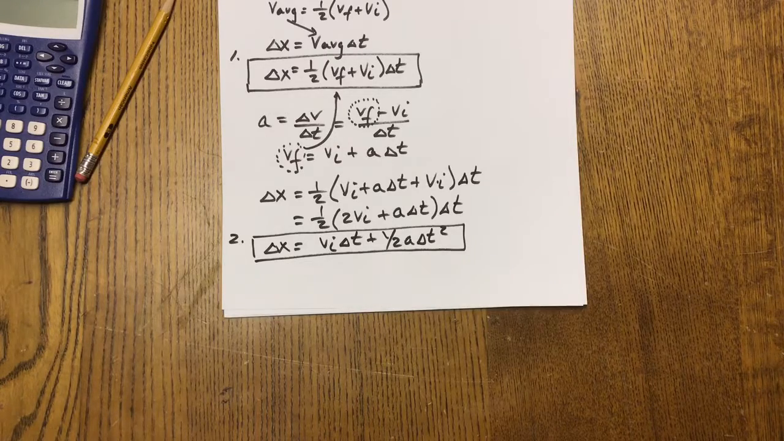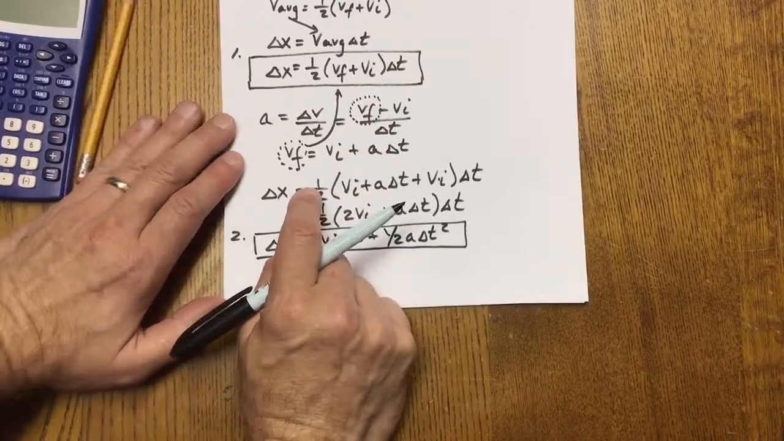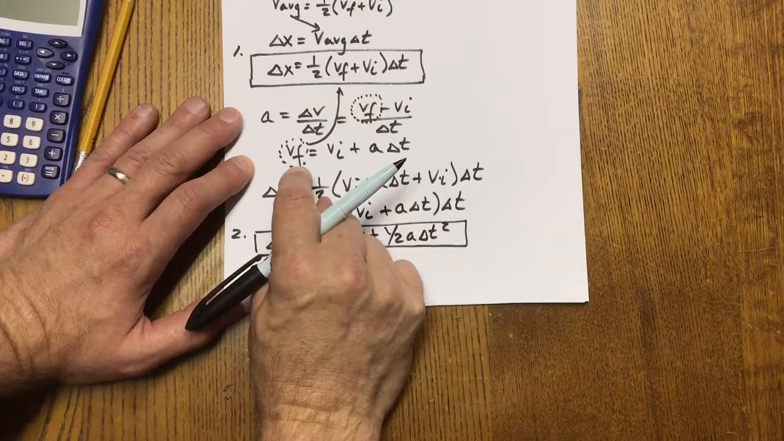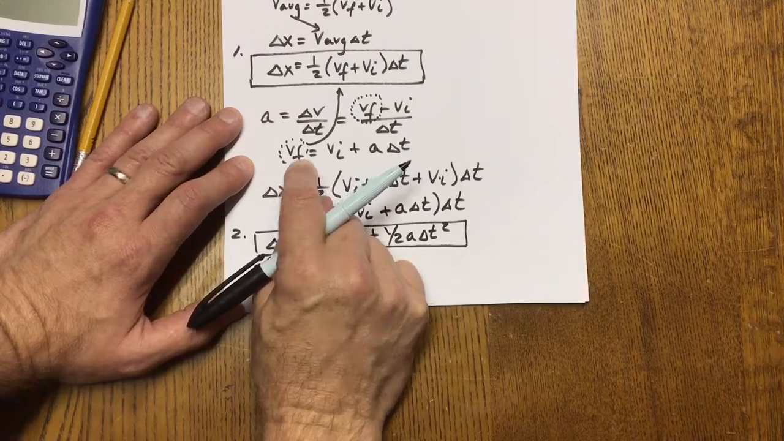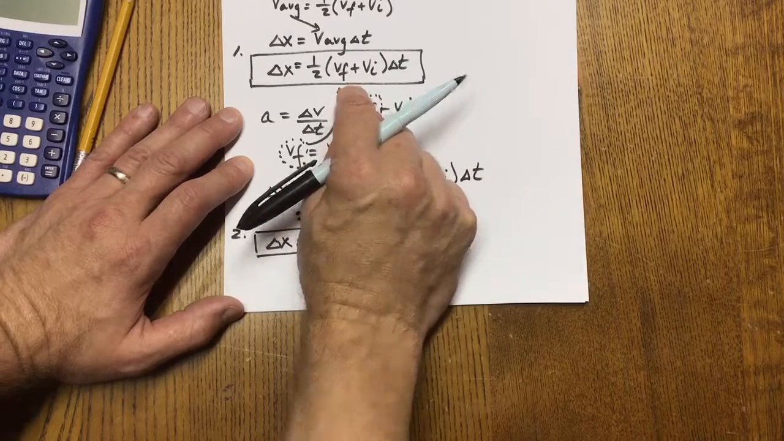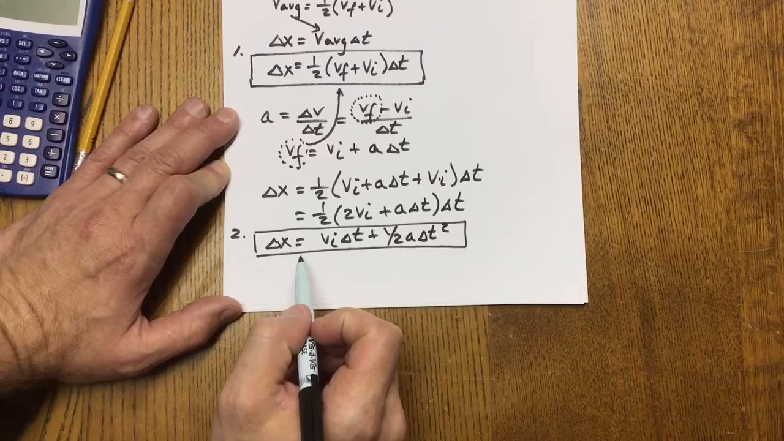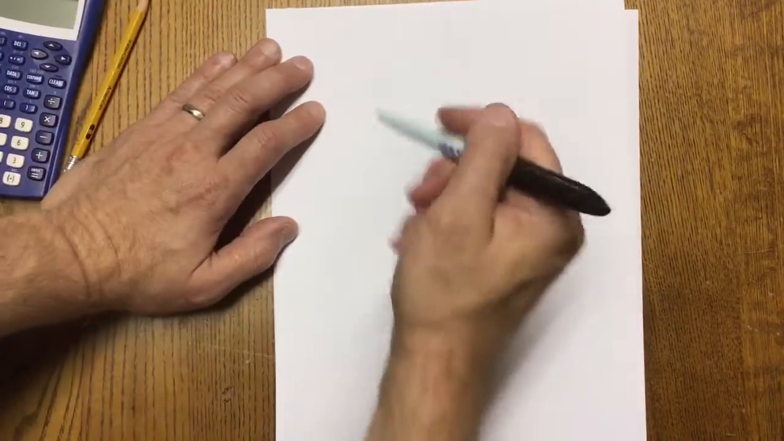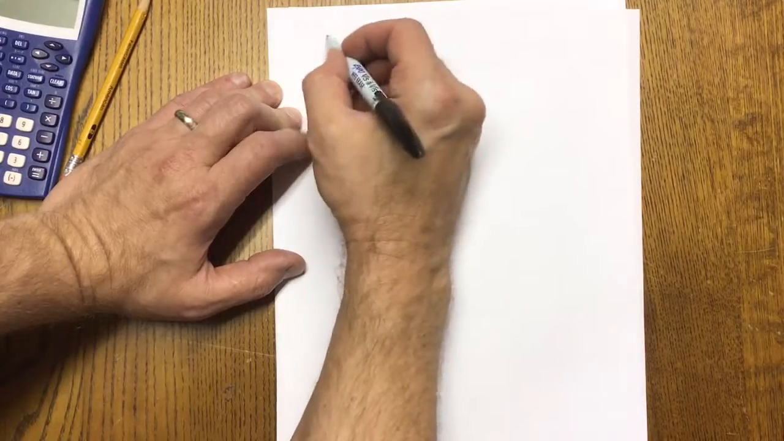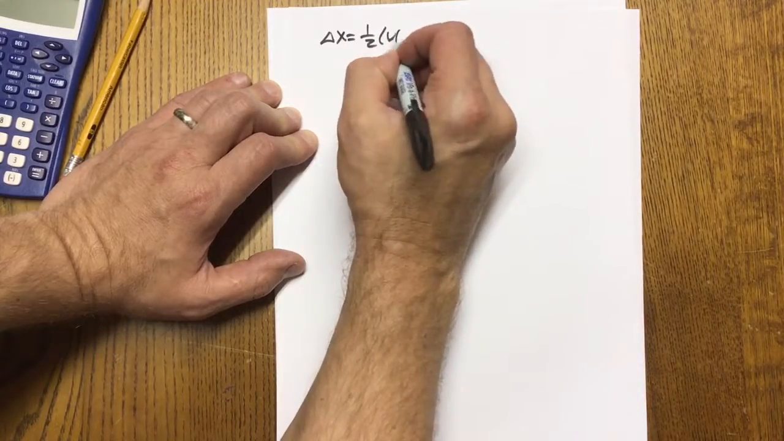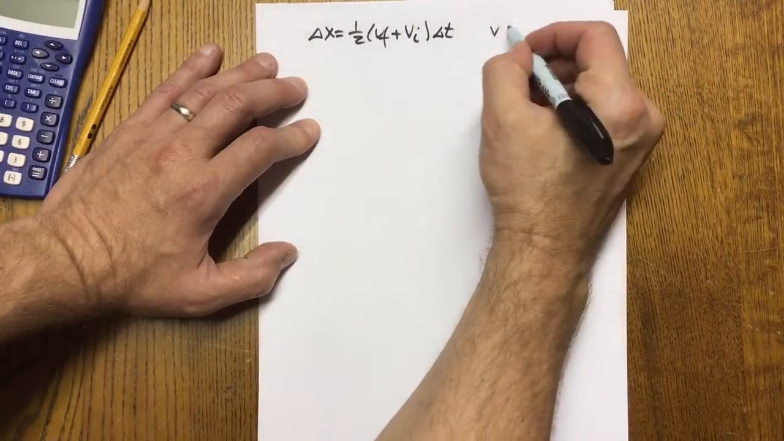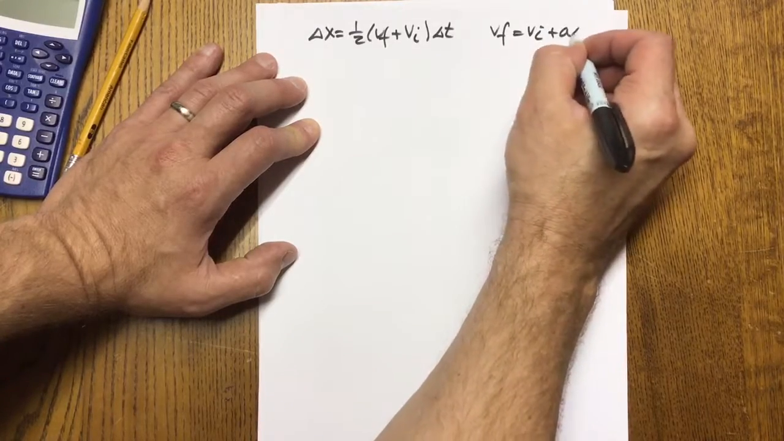Well, the third equation really is going to be a combination of this same equation here and our equation here. In the first case, to find the second equation of motion, we substituted in for final velocity here. Now we're going to do it a little bit differently. So our third one will be starting with equation 1, delta x equals 1/2 (VF plus VI) times delta t. And we're going to solve the equation VF equals VI plus A delta t.